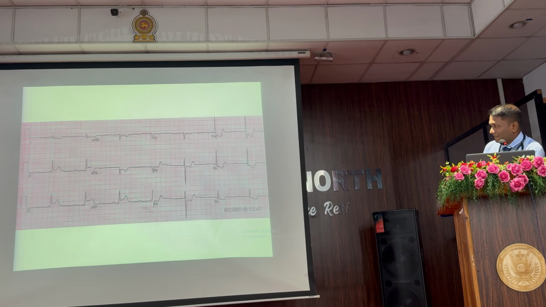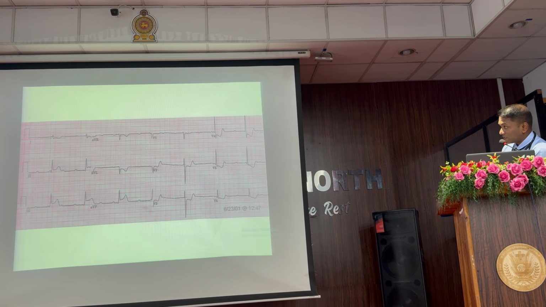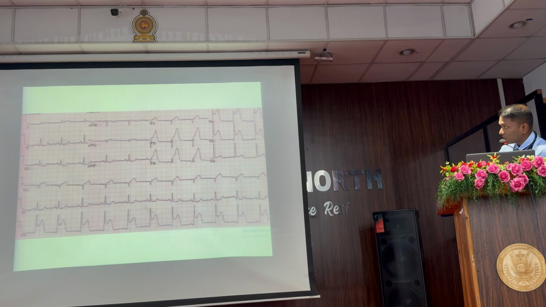Otherwise, basically the other treatment's the same. So that's why it's important to recognize it's again an inferior STEMI, and another common complication associated with it, the third degree AV block. The P waves are going on their own, and QRS complexes are going on their own. So again, it's an inferior STEMI with posterior extension and reciprocal changes complicated with third degree AV block.